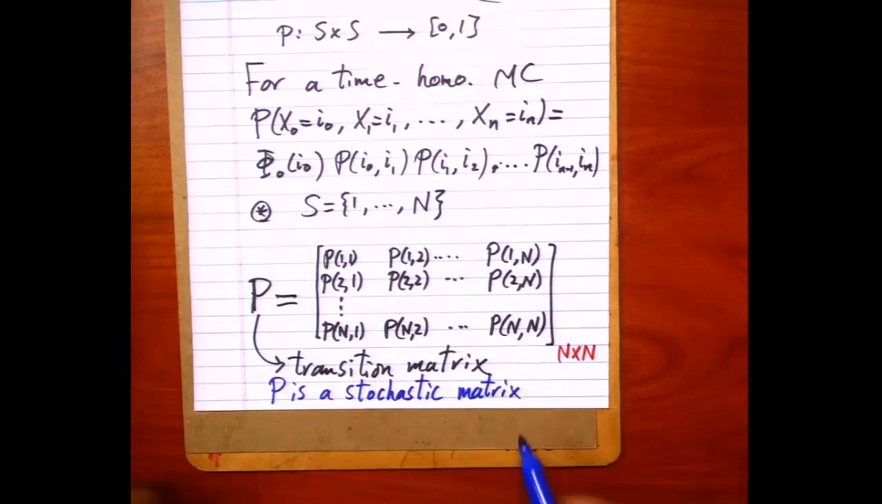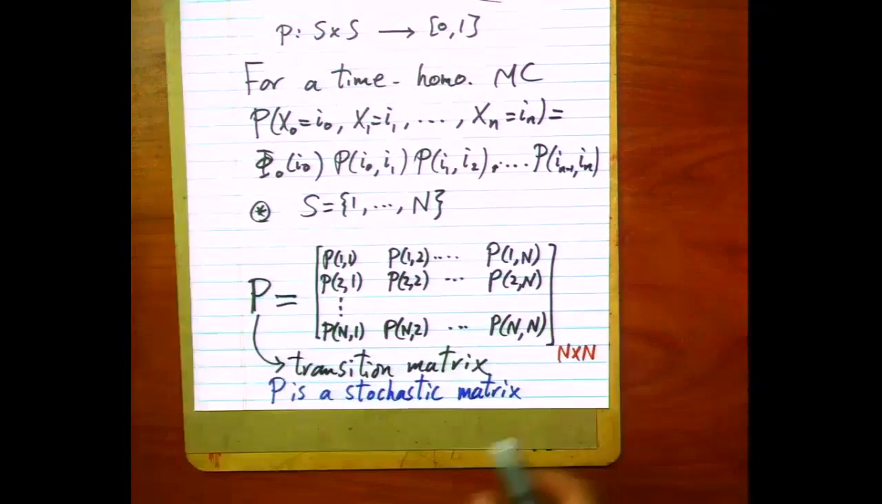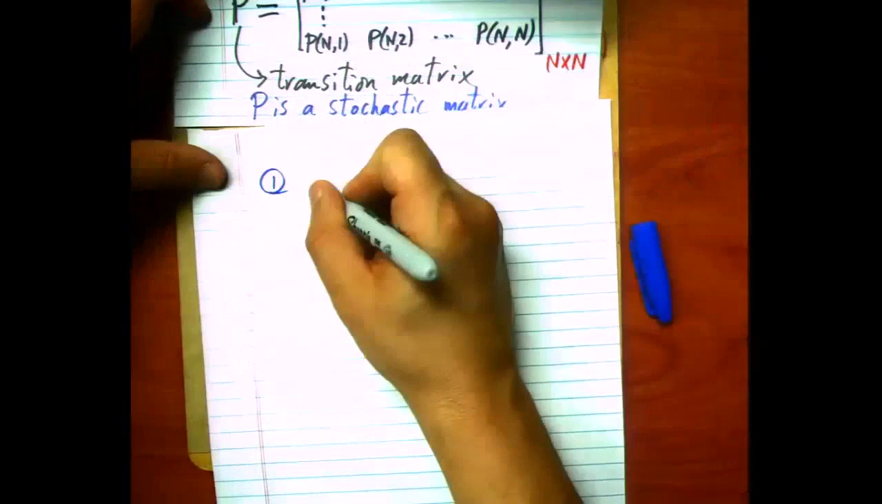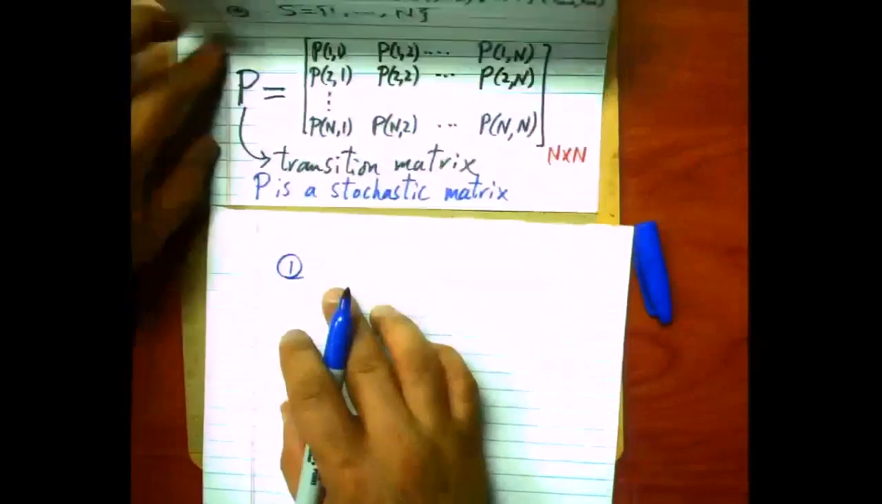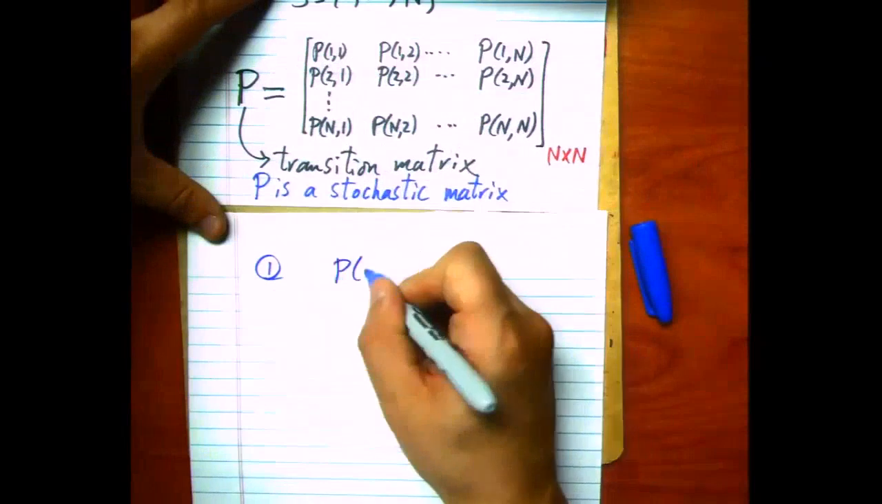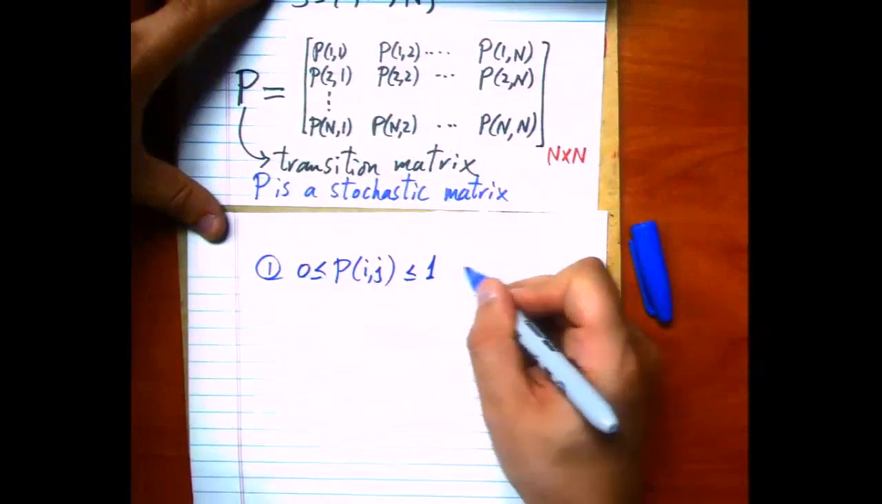What does it mean? It means the following. Number one, all of the entries are between 0 and 1. And that's true because they are probabilities, right? The probability P_ij is between 0 and 1 for all i and j.